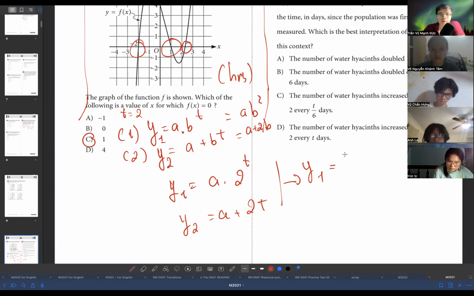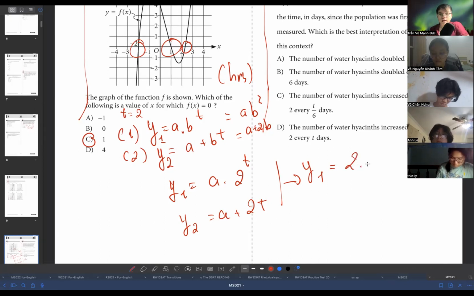How much do you think it will increase? Like 1 hour, t is 1. If t is 0, which means the very first hour, it will be nothing. But if I give you 1 hour from the beginning, t will be 1 and y1 will increase by 2 times. Exactly.